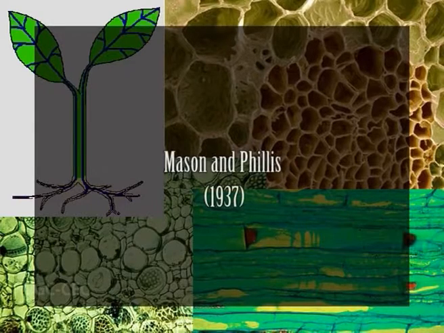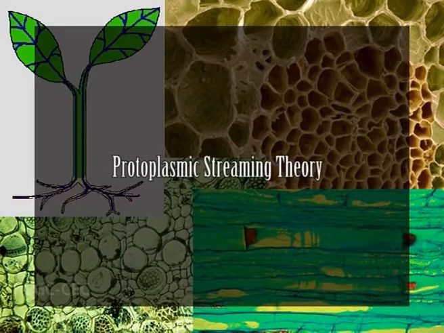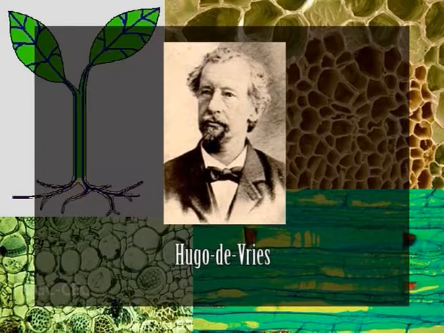Mason and Phillips in 1937 modified the concept of diffusion hypothesis and proposed the activated diffusion hypothesis. According to this concept, the solute particles are first energy activated and then transported. This hypothesis justified a faster rate of translocation but lacked experimental evidence. Protoplasmic streaming theory. This theory was propounded by de Vries and supported by Curtis.